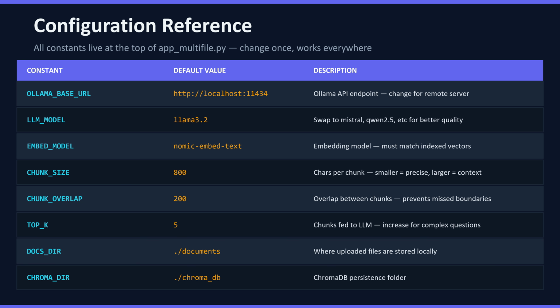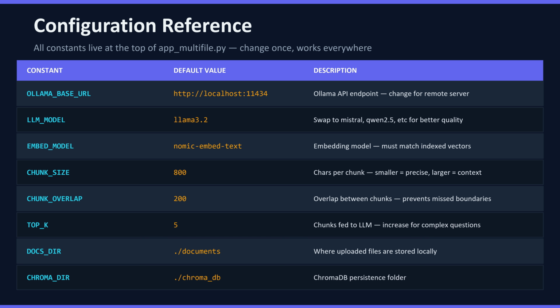One of the things I deliberately built into the application is that all configuration lives at the top of the app.py file, as named constants. You change a value once and it propagates everywhere. I have already discussed these Ollama base URL and LLM model while I was doing the code walkthrough, but let me go through them once again.